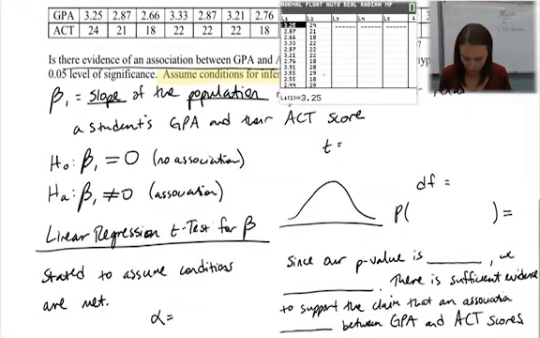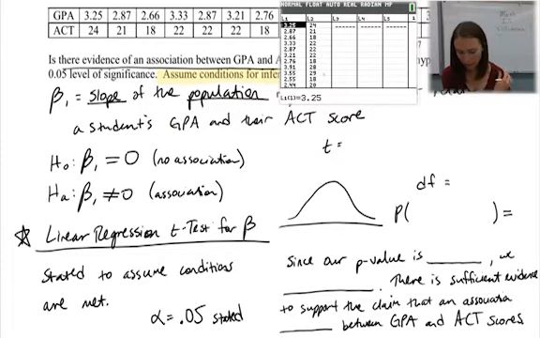All right, now we want to name it, of course. So, linear regression t-test for beta. It's stated to assume conditions are met, and an alpha level: test an appropriate hypothesis at 0.05. So this is stated as a 0.05 level of significance. All right, so our t-score is going to be the slope of our sample line.